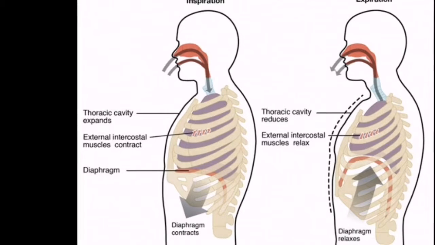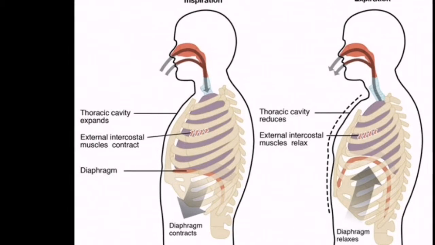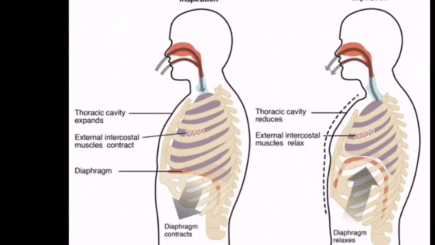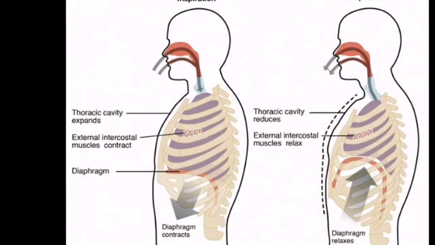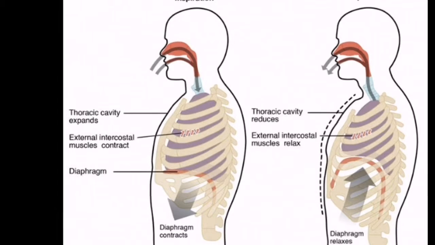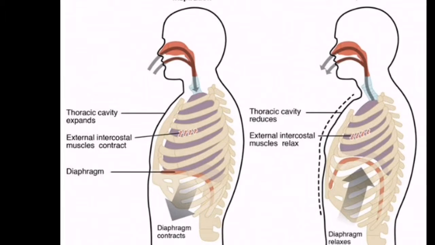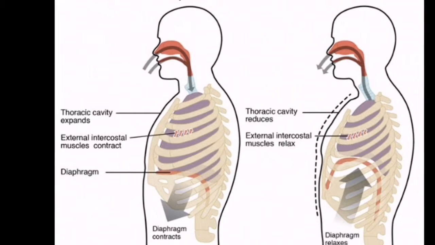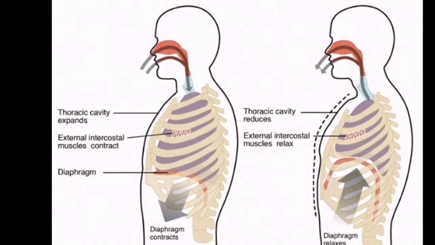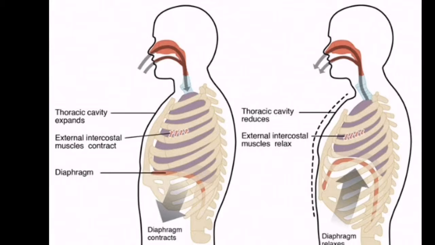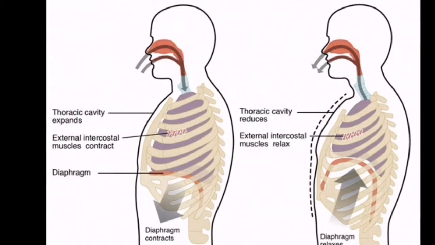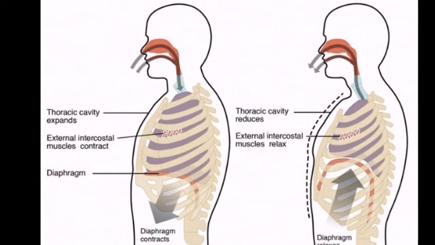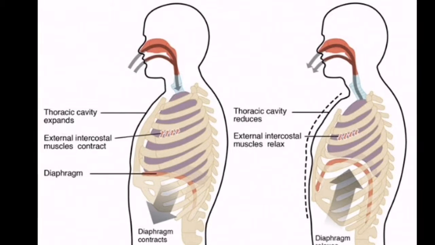First is the inspiration. It is an active process. Contraction of external intercostal muscles and relaxation of internal intercostal muscles occur. The rib cage moves forward and outward. The diaphragm contracts and becomes flattened. Increase in volume of the thoracic cavity. Air pressure in lungs is less than atmospheric pressure, and there is intake of air into lungs.